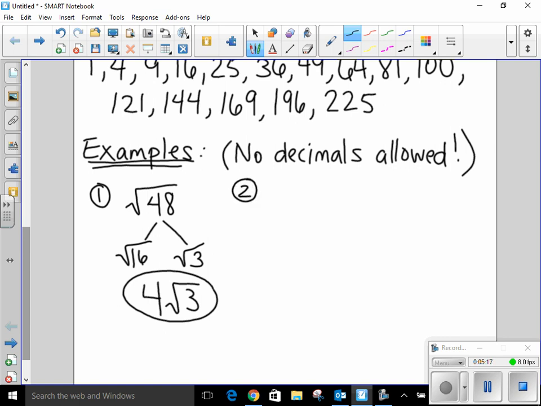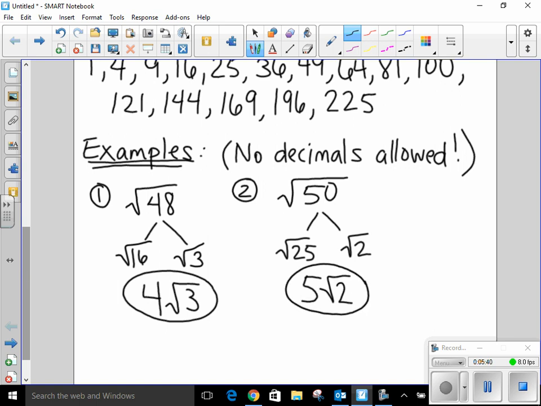All right, so the next one that we want to take a look at is going to be the square root of 50. Again, you want to go to your list of perfect squares and find the largest number that goes in. Okay, and 25 is going to be it. So we want to put the square root of 25 and the square root of 2, because 25 times 2 is 50. Okay, and then the square root of 25 is 5, so the radical sign is gone. And the square root of 2 stays square root of 2. So 5 radical 2 is going to be your final answer there.